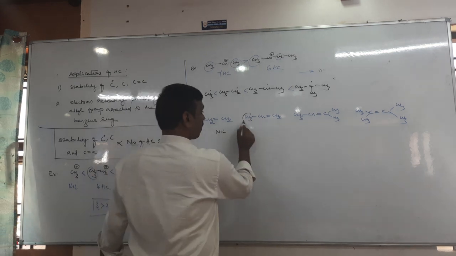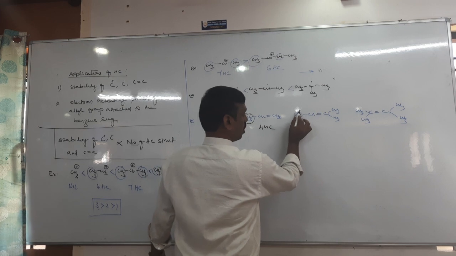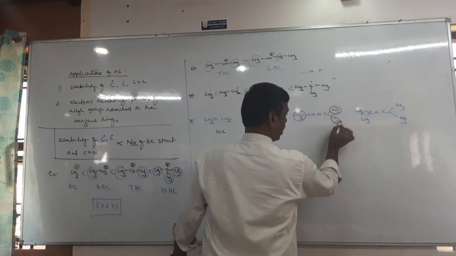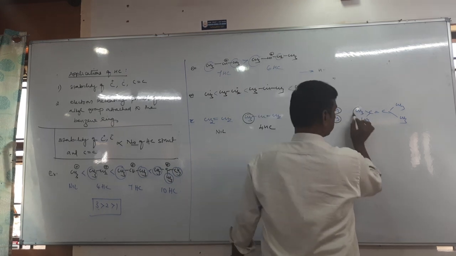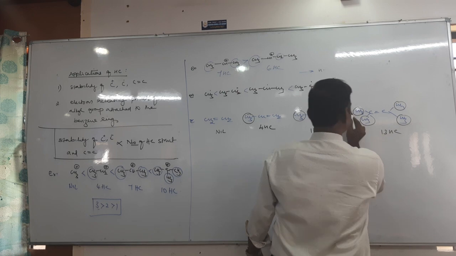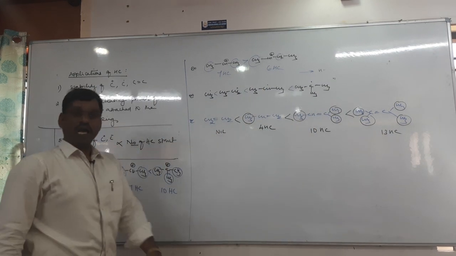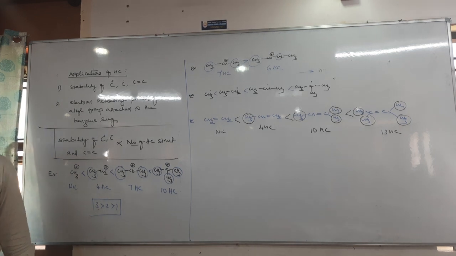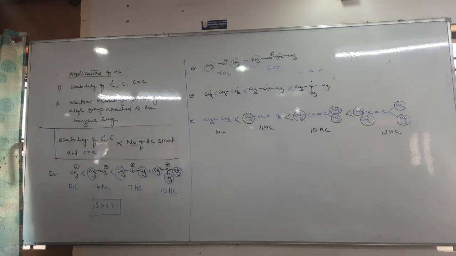Here how many? 4 hyperconjugations. Here how many? It is 3, 3, 3, 9, 9 plus 1, 10 hyperconjugations. Next here is 13 hyperconjugations. So therefore stability increases. As the number of hyperconjugations increases, the stability of the alkene also increases. Comparison like that only. Okay.